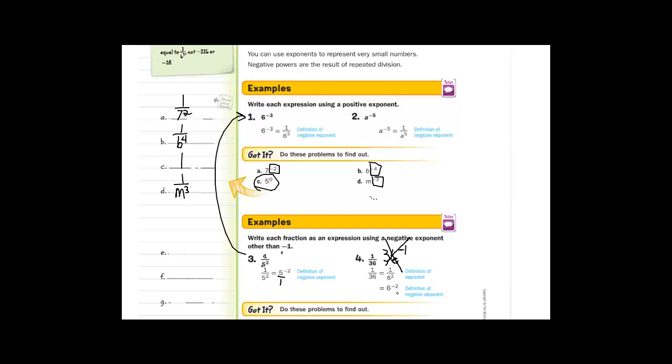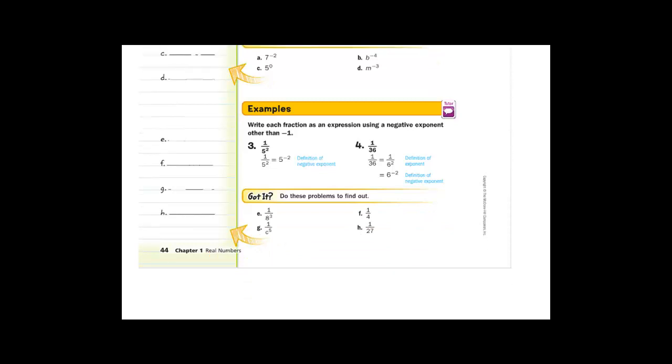Now notice on these, the only sign that changed was the sign of the exponent, right? The sign of the actual number did not change at all. So when you do these, make sure you are only changing the sign of the exponent and not the sign of the actual number.